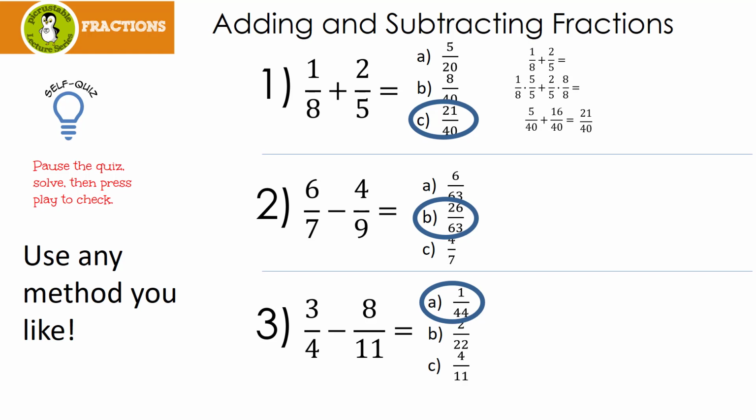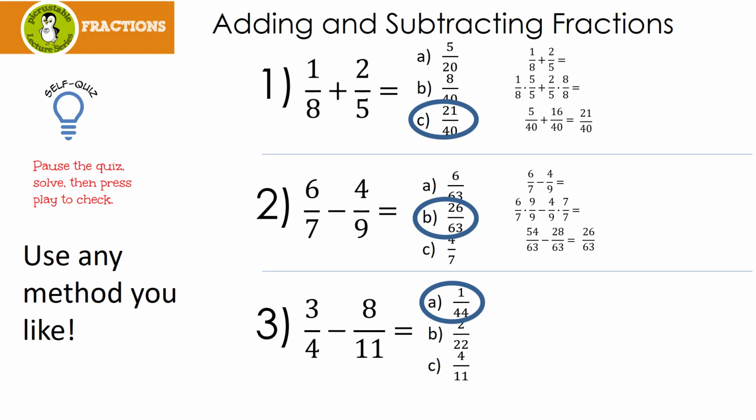Let's look at number 2. Once again, I multiplied by each other's denominators. 6/7 times 9/9 minus 4/9 times 7/7. When I multiply, I end up with 54/63 minus 28/63. Since we have a common denominator, we're just going to subtract the numerators. 54 minus 28 is 26, and we keep the same denominator of 63. That's how I got the answer, 26/63.